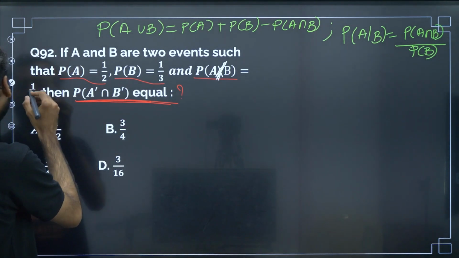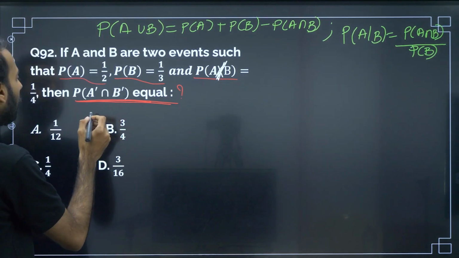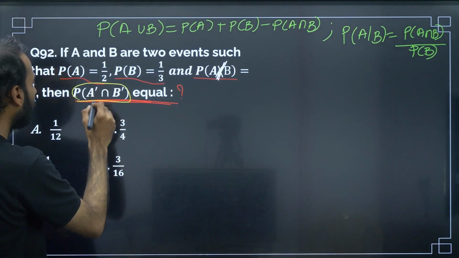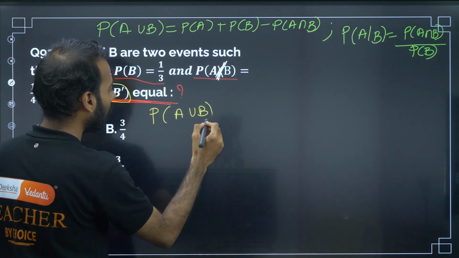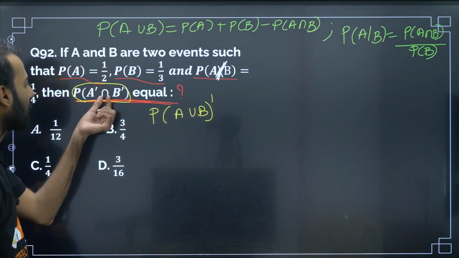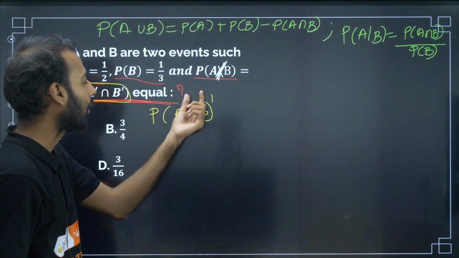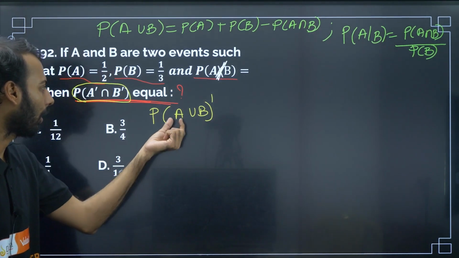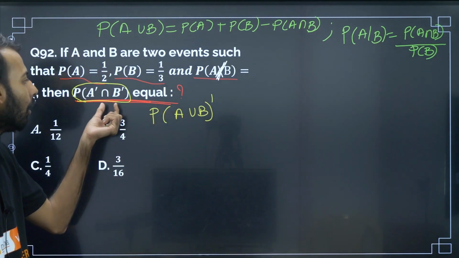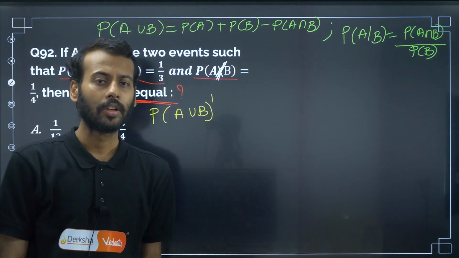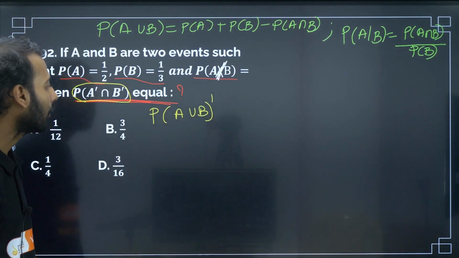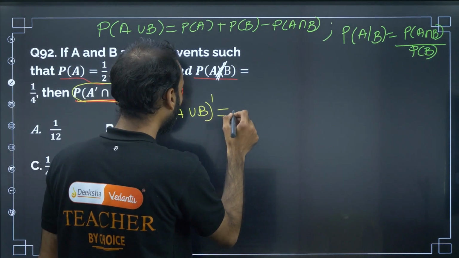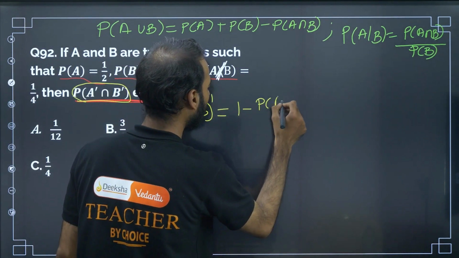Now what they are asking is P of A dash union B dash. I will write this as probability of A dash intersection B dash, which can be written as A union B whole dash. Now you will ask, sir, why are you writing like this? Using De Morgan's law from the first chapter, sets, of first PUC, A union B dash, this we can write like this. Now try to recall from that. Next, this is equal to 1 minus P of A union B.